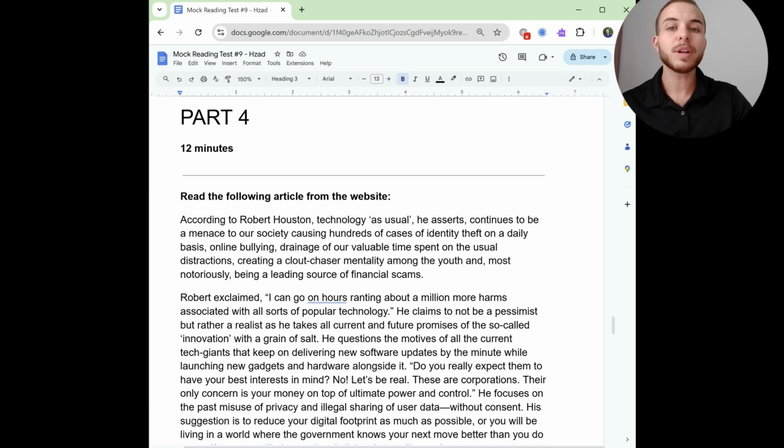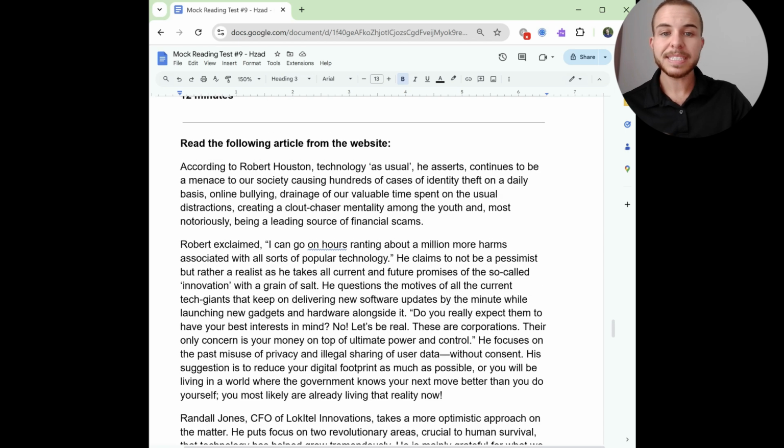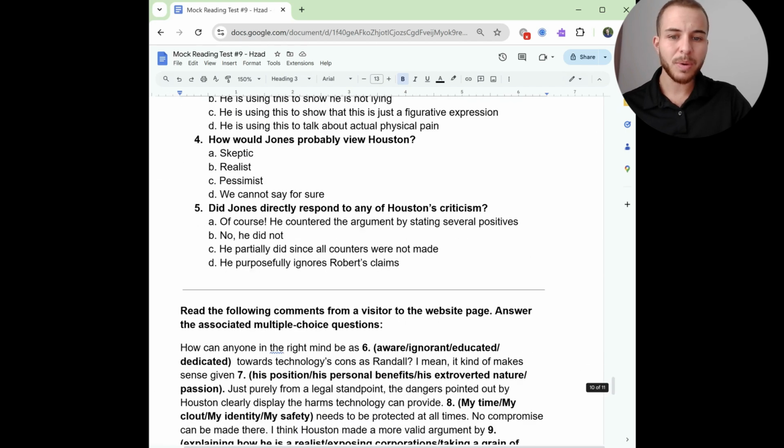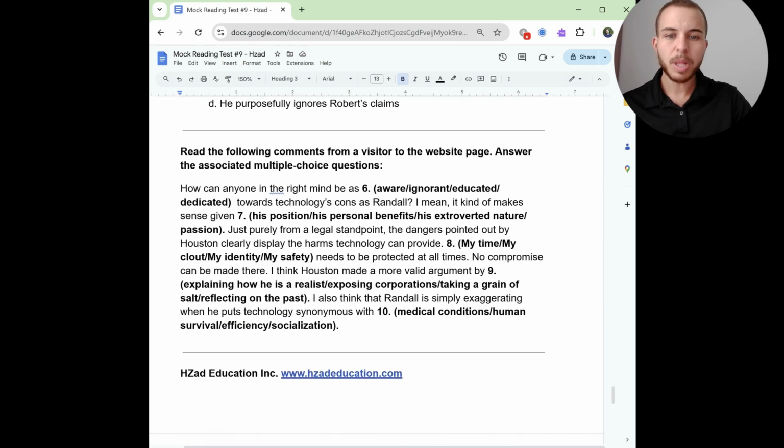Finally, the 4th part looks a lot like the first part. However, it's more challenging and slightly longer. So you will read some excerpt from a website or an article, and then answer the questions down below, like such, plus 1 more paragraph.